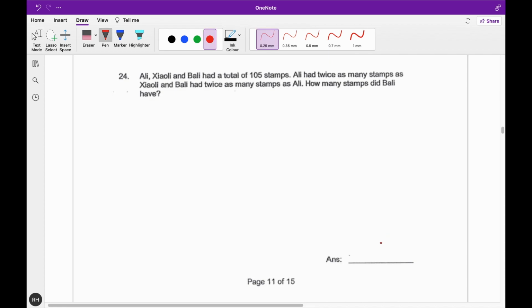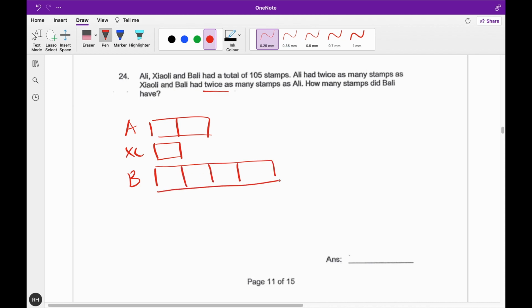Question 24. Ali, Xiaoli, and Bali had a total of 105 stamps. Ali had twice as many stamps as Xiaoli, and Bali had twice as many stamps as Ali. So Xiaoli has 1 unit, Ali has 2 units, so twice as many means Bali has 4 units. How many stamps did Bali have?